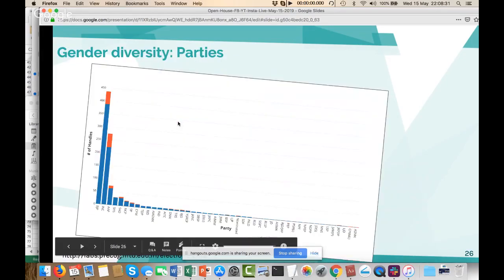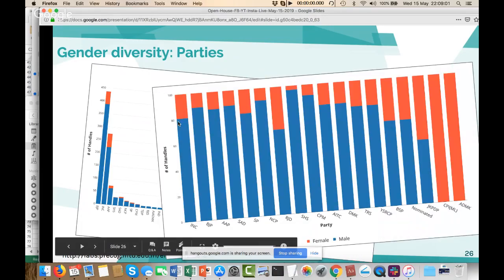For all platforms, if you have any questions, feel free to post them here, and we can take them as we move forward. So here is a gender question that we asked. We were interested in looking at the female to male ratio. That's one of the things that we add in our comparison page also. This is the number of handles, only verified handles, in each of these parties. The next slide shows blue as male and red as female. It shows out of 100% of the candidates, how many are male versus female.